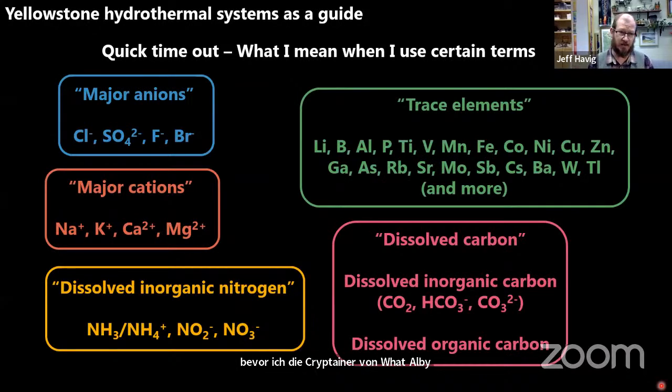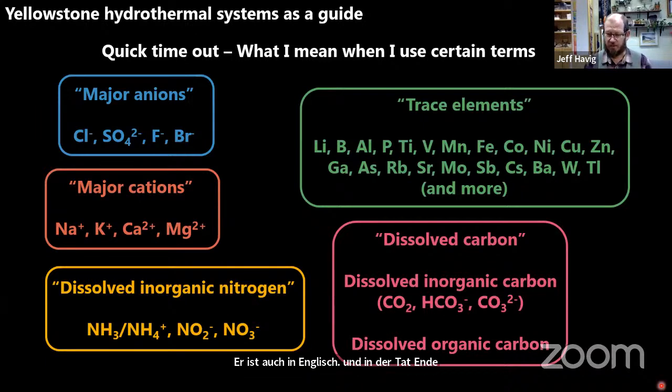So major anions would be, for example, chloride, sulfate, fluoride, bromide. Major cations would be sodium, potassium, calcium, magnesium. Trace elements is a cornucopia of elements that for us typically include lithium, potassium, iron, barium, et cetera, et cetera. And then dissolved inorganic nitrogen involves either ammonia, nitrite or nitrate.